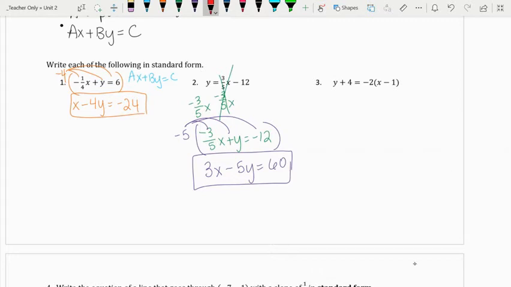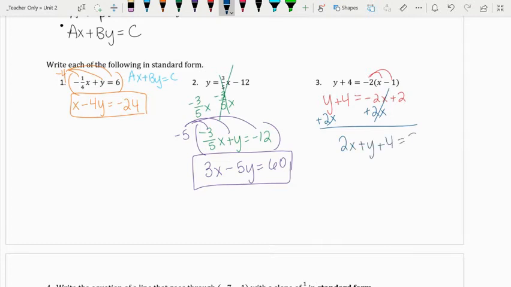On number 3, different ways to do this, but I'm sure most of you are thinking to distribute. We get -2x plus 2 and that's what y plus 4 equals. At this point, add 2x over. So we have 2x plus y plus 4 equals 2. And obviously we need to move the 4 over. So 2x plus y equals negative 2. Hopefully we're feeling somewhat comfortable with solving for standard form.